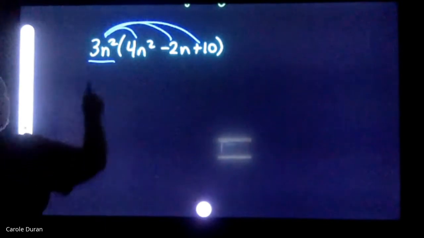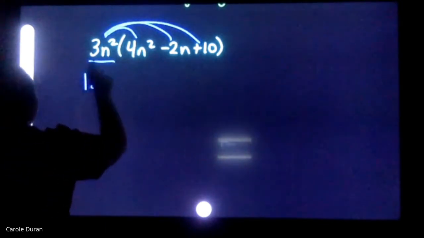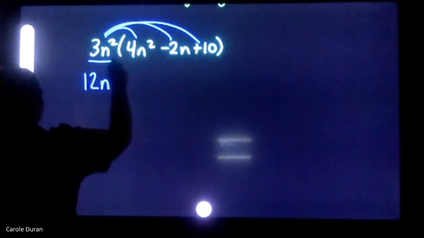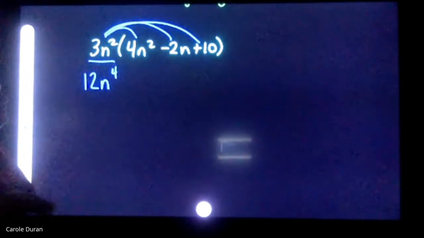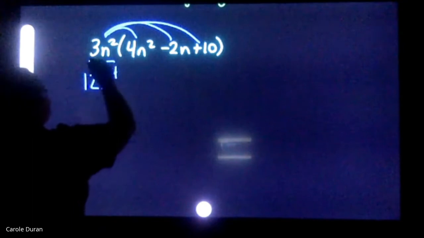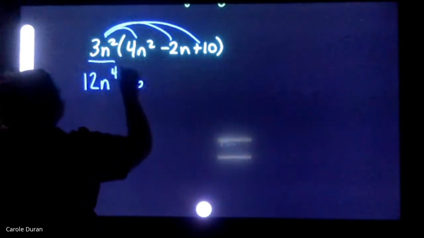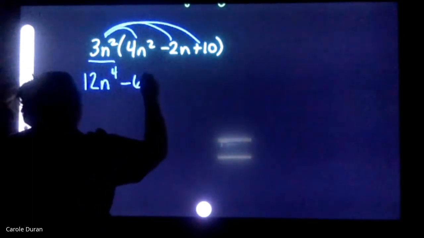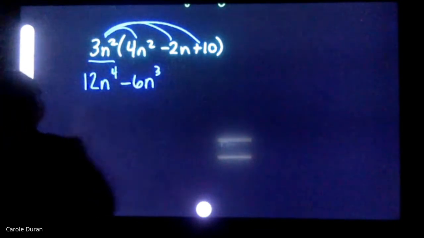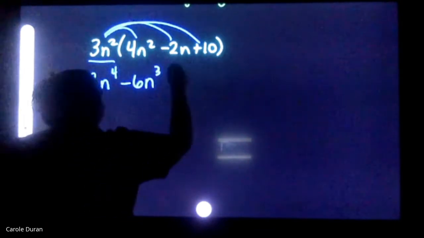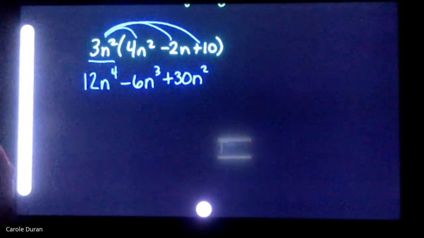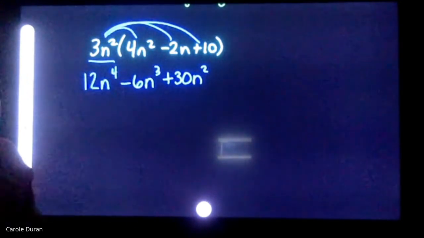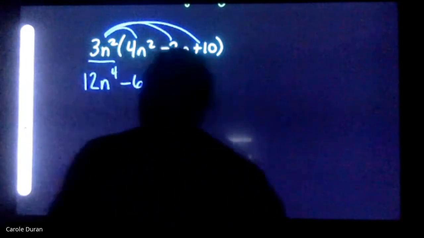So in this example, I multiplied the 3 and the 4 to get 12. N squared and n squared becomes n to the 4th. When we multiply variables, we add exponents. So 2 plus 2 became 4. 3 times negative 2 is negative 6. N squared times n becomes n cubed because 2 plus 1 is 3. 3 times 10 is 30. And then n squared because there was no variable on the 10. And then this is my product because I didn't have any like terms to combine.